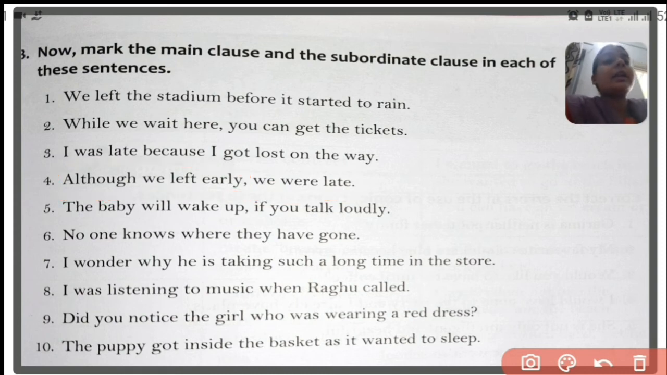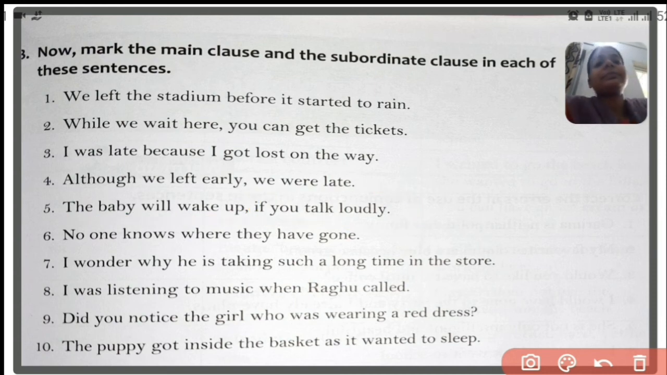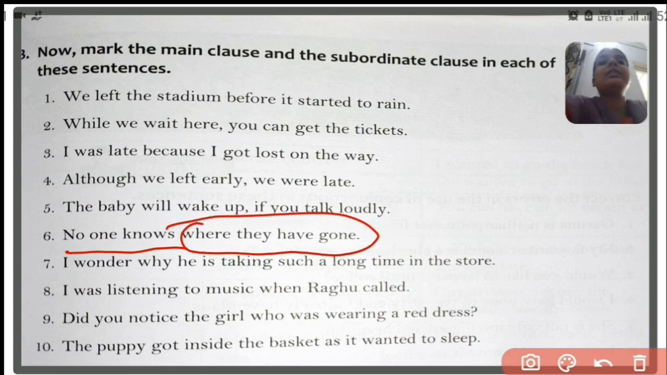Number 5, the baby will wake up if you talk loudly. So here the baby will wake up is the main clause, whereas if you talk loudly, that is the subordinate clause. No one knows where they have gone. So no one knows, this is the independent clause or the main clause, whereas where they have gone, this is the dependent clause or the subordinate clause.